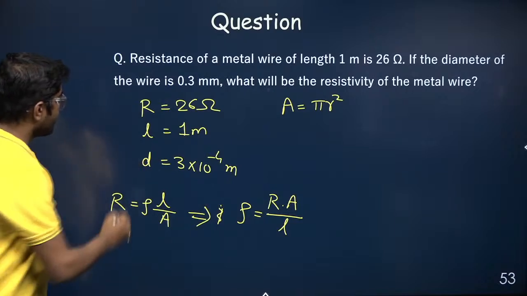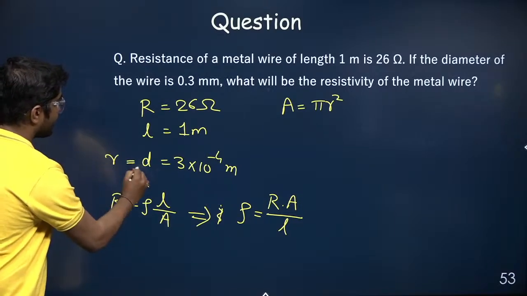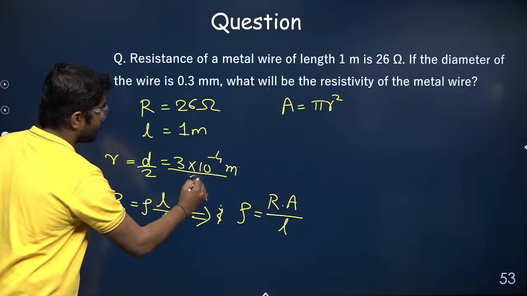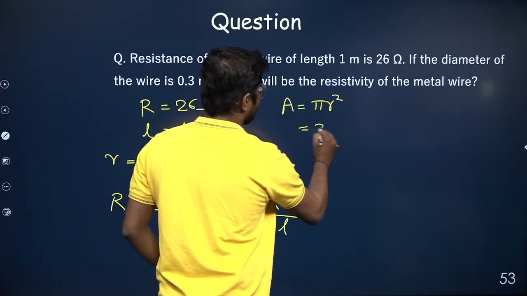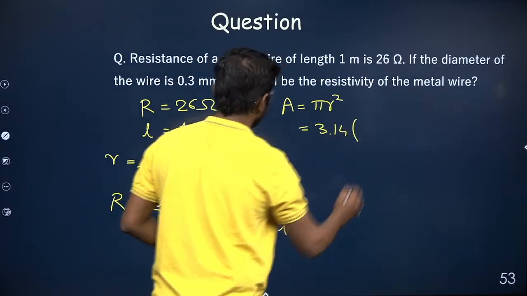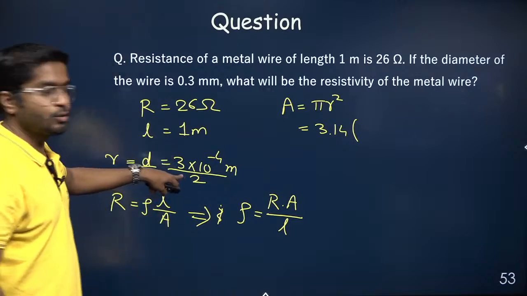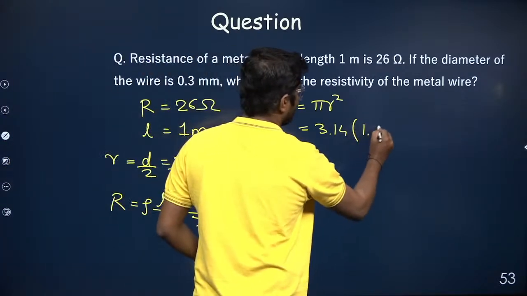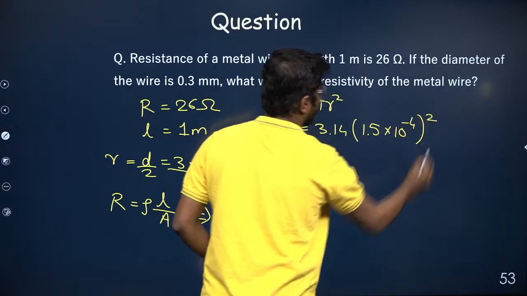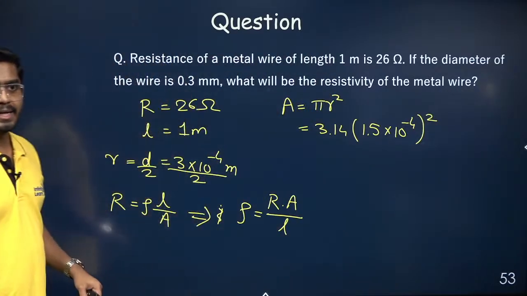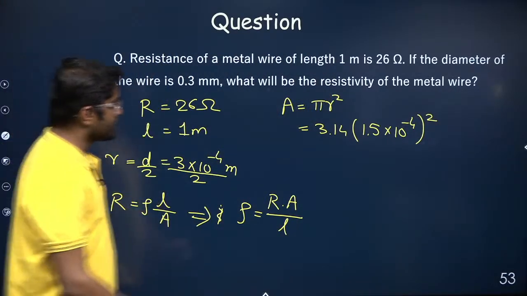So there is a diameter. So radius would be diameter divided by 2. So divide this by 2. So substitute here. So it would be 3.14 into radius is 3 divided by 2, which is 1.5 into 10 raised to minus 4 square, correct? So now substitute the values.